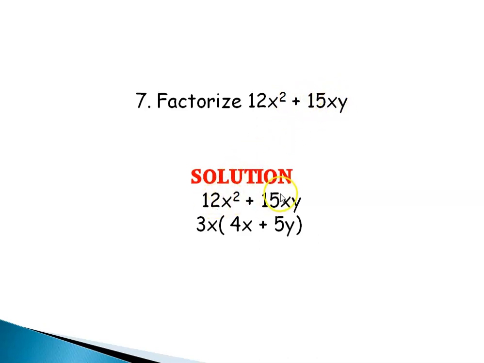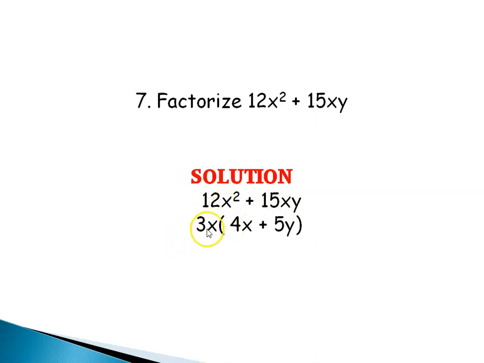The next question says, factorize 12x squared plus 15xy. Factorize, that means I should look for the factor. Alright, what's the factor? What's common? 3. 3 can go in both. And then x, there is x here, there is x. So 3x is common to both numbers. I'll bring that out. And then I'll open my bracket.